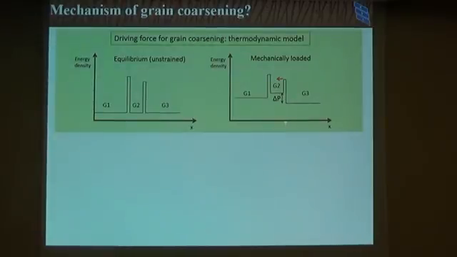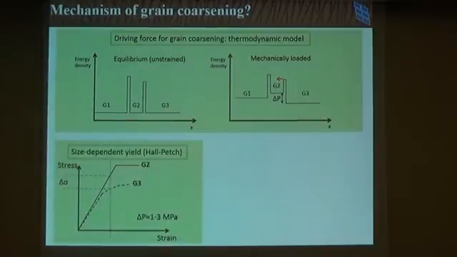And then if we assume that, for example, grain 2 has higher elastic strain energy density, a driving force will occur for grain 2 to shrink and for grain 3 to grow. This elastic driving force is delta P. But then again, the next question: why should it be different? What is behind this?